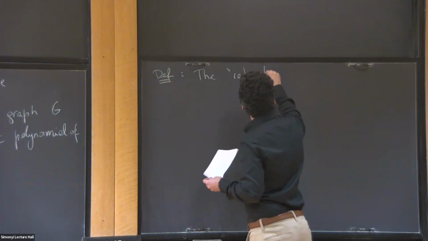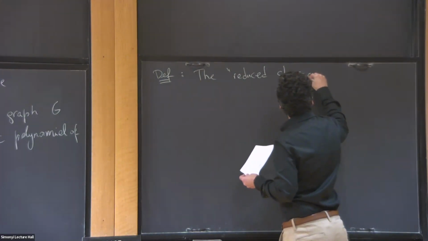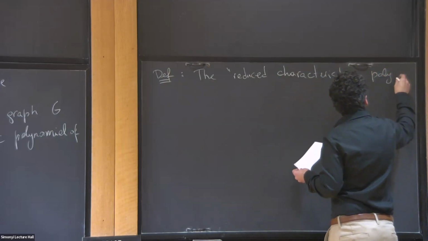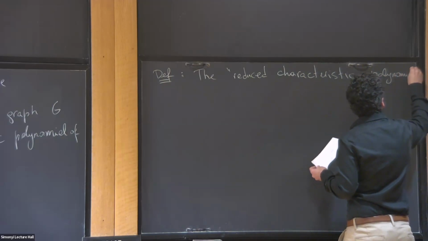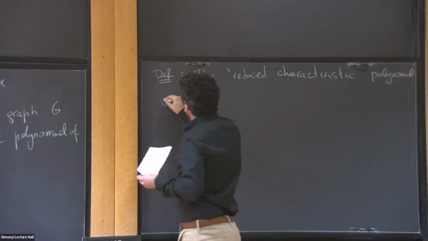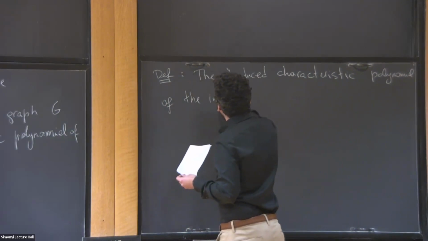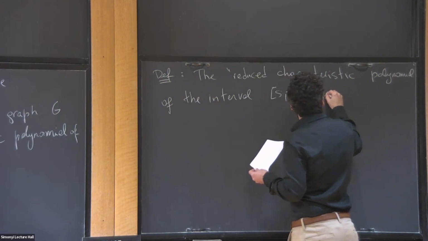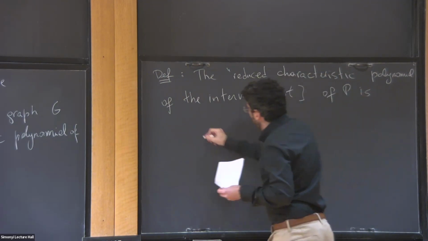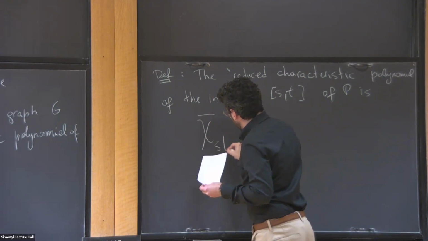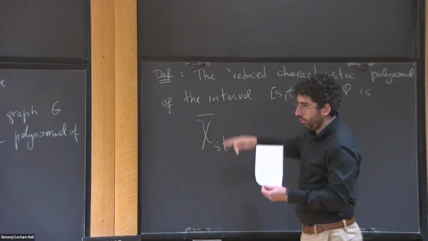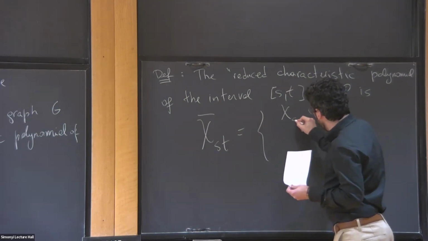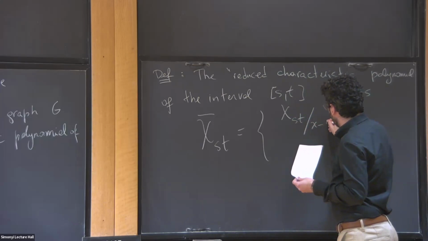Reduced characteristic polynomial of the interval ST of P is chi overline ST. So for every pair of elements that are comparable, I will define this polynomial as the characteristic polynomial of ST divided by x minus 1.